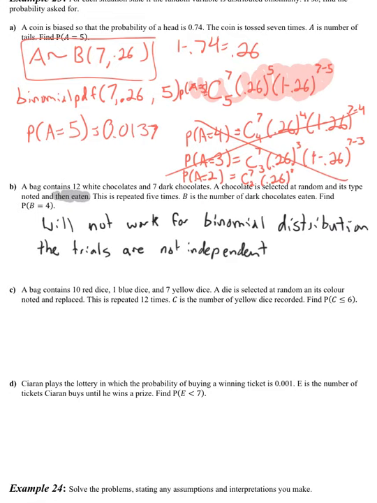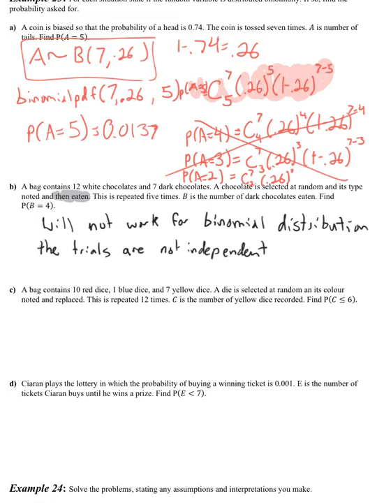All right. A bag contains 10 red dice, 1 blue dice, and 7 yellow dice. A dice is selected at random and its color is noted, and then it's replaced. This is repeated 12 times. C is the number of yellow dice recorded. Find the probability of C is less than or equal to 6.